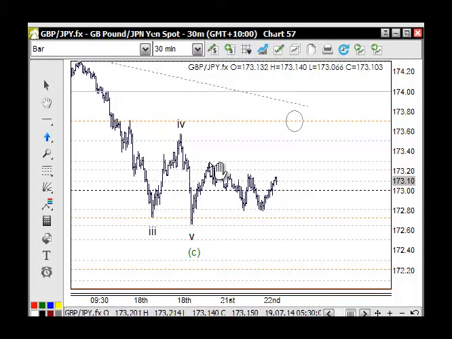This would be the A wave, the B wave, and the C wave up into this area through here. But I want to see it develop. We want to see it develop and finish and all the rest of it. So there's nothing here at the moment.